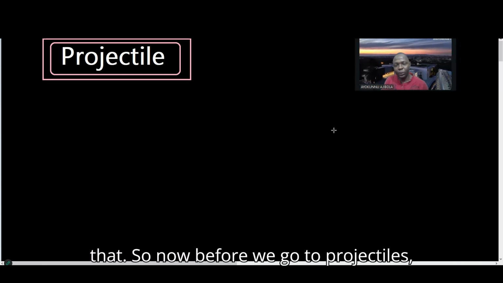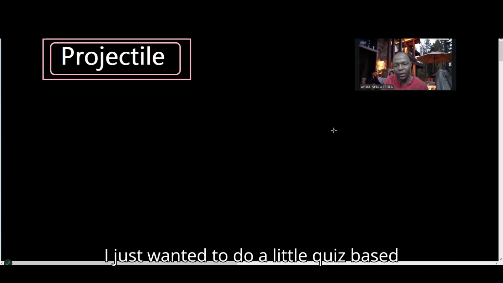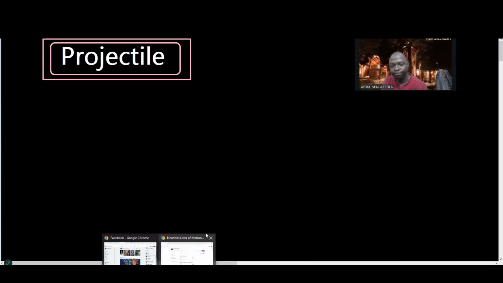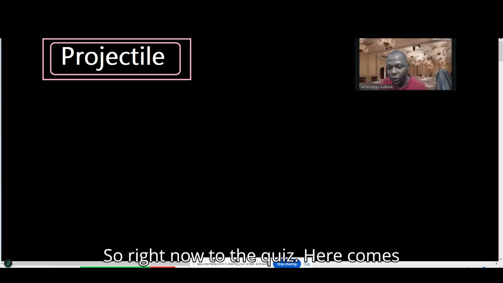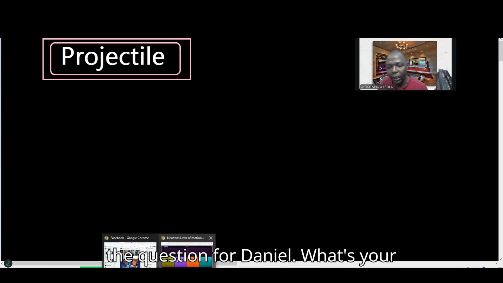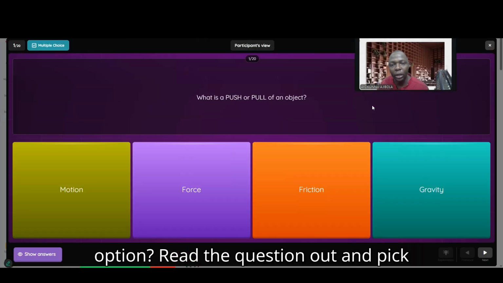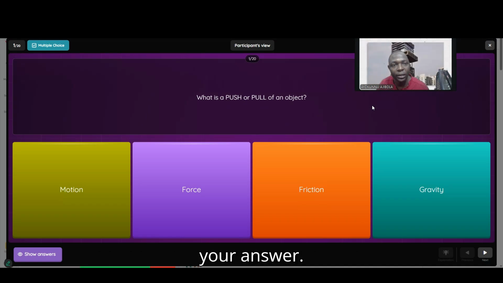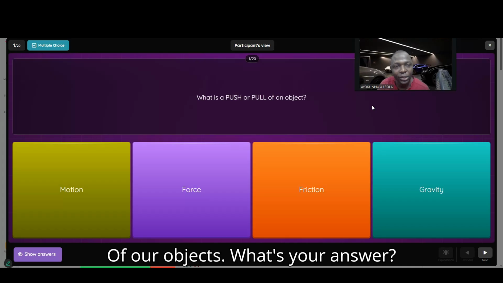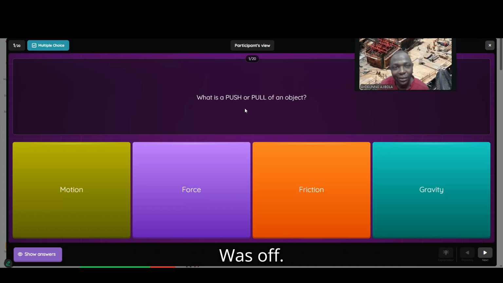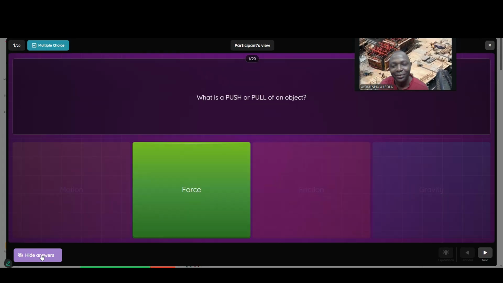So now, before we go to projectiles, I just want us to do a little quiz based on laws of motion, okay? Just hold on, we're going to do a short quiz. Here comes the question for Daniel. What's your option? Read the question out and pick your answer. What is the push or pull of an object? What's your answer? Force. That's correct.